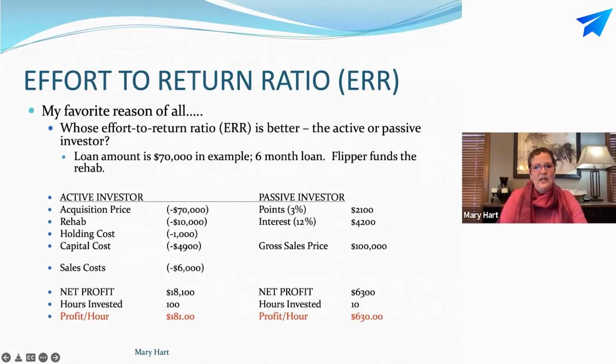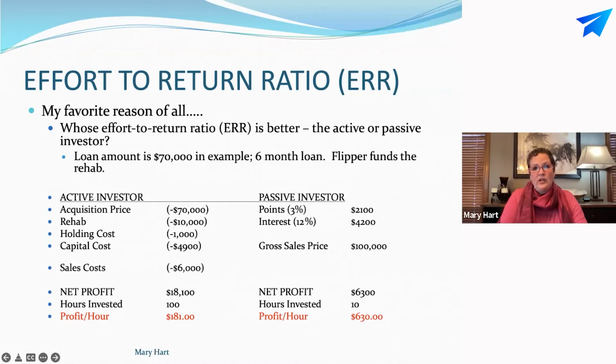So in my example, the active investor, after purchasing the property, spending 100 hours to fix it up, has a net profit of $18,100. But if you divide that by the 100 hours they spent on it, you've got a profit per hour of only $181 an hour. Now let's go over to the right-hand column and look at the lender.